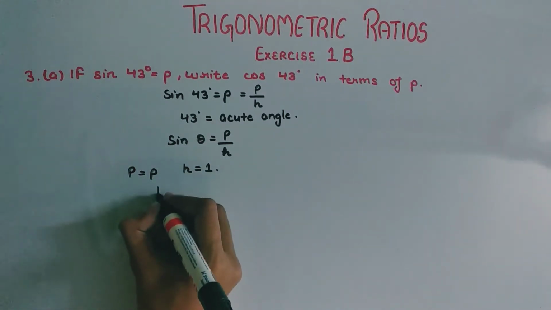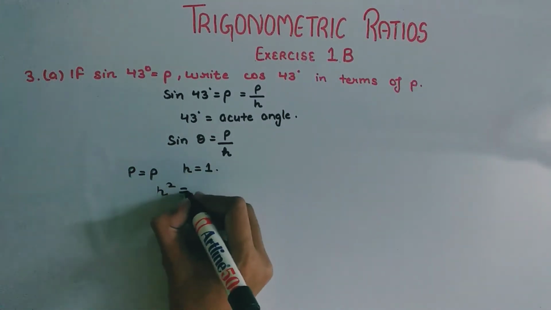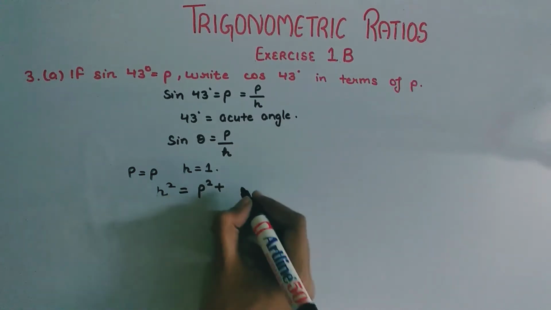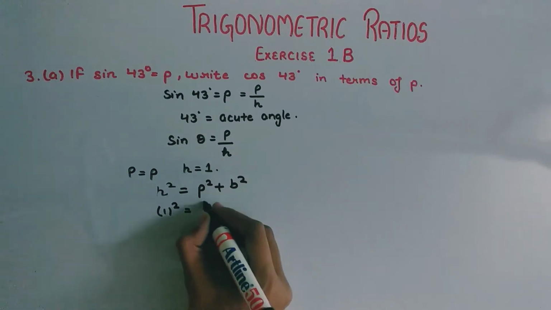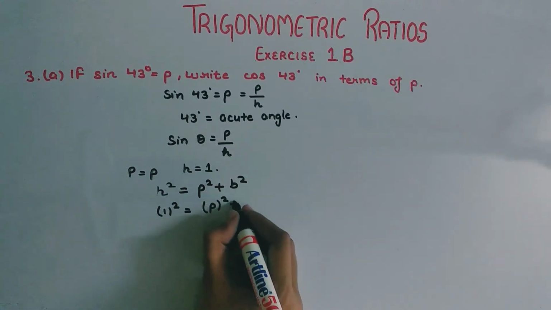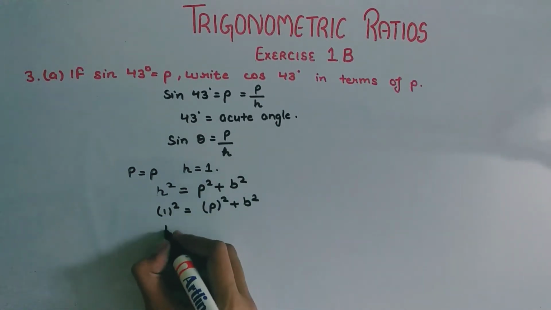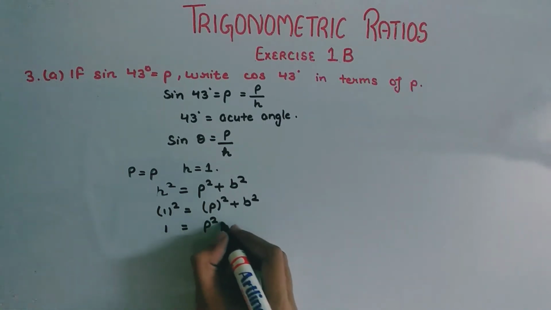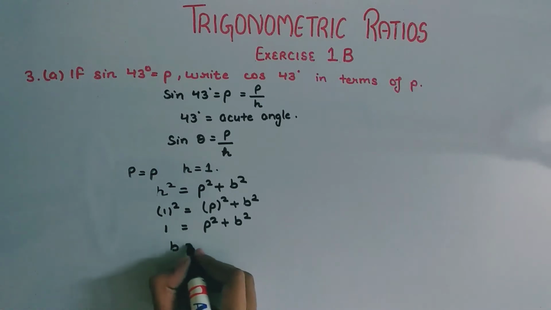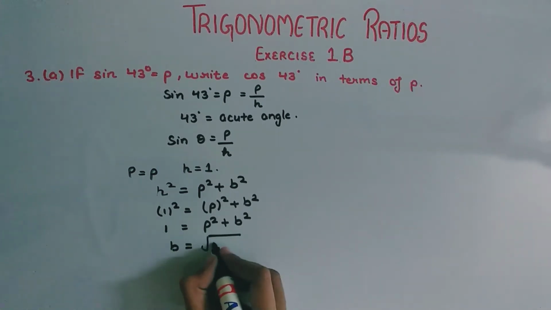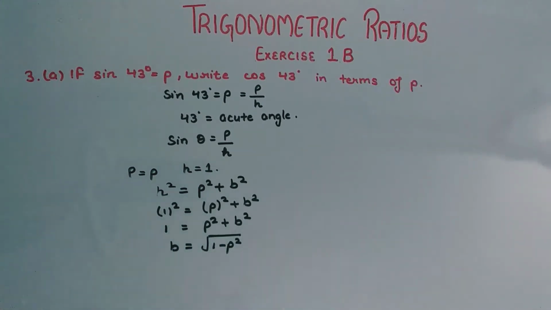Now we will use Pythagoras theorem. Hypotenuse square is equal to perpendicular square plus base square. We have the values as 1 and P plus base square. We have 1 is equal to P square plus base square. By solving the equation, we will get value of base as under root 1 minus P square.